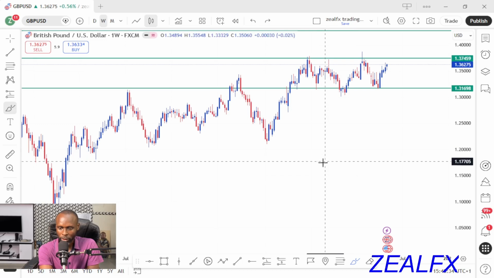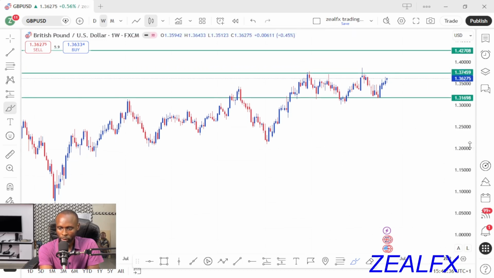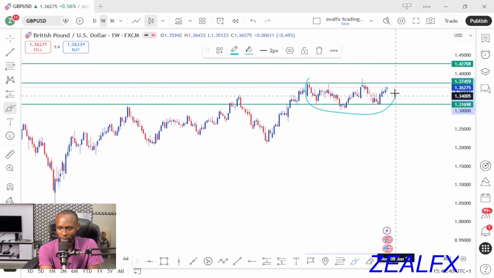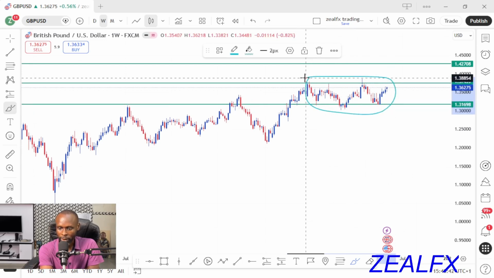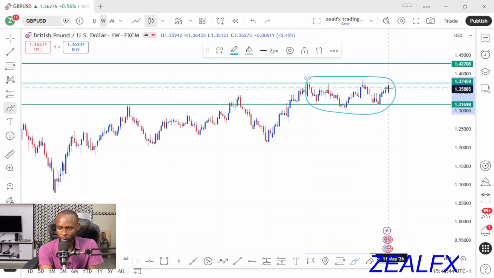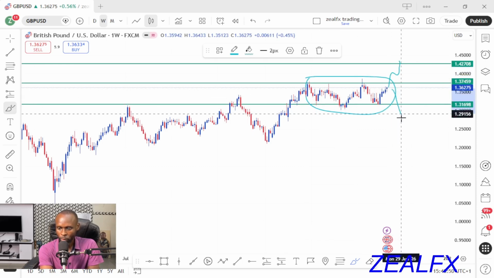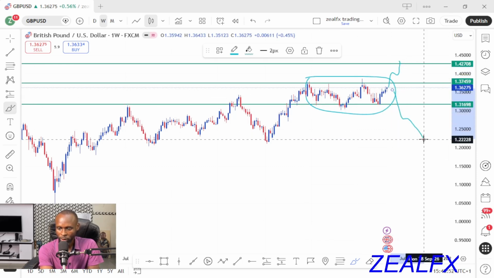So let's look at the trend of the Pounds USD on the weekly time frame. On my weekly time frame, you can clearly see that Pounds USD is currently in this range. So we need a break of this high for us to see a strong buy to this next resistance level. Then we need a break of this low for us to see a strong sell opportunity.